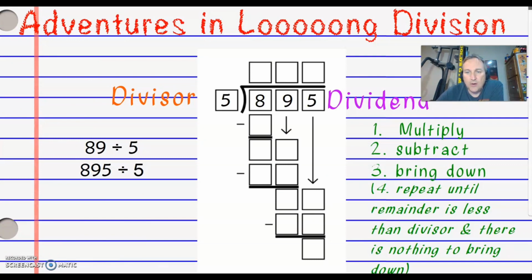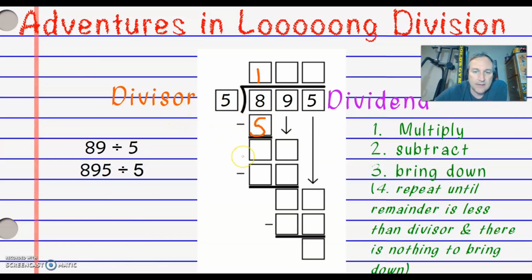So now we move on to 895 divided by 5. The only difference here is I have a 3-digit dividend now and a 1-digit divisor. So basically most everything stays the same. We did this last time. We had 5 going into 8 here. We said 5 would fit into 8 once without going over. So we use a 1. 1 times 5 is 5.